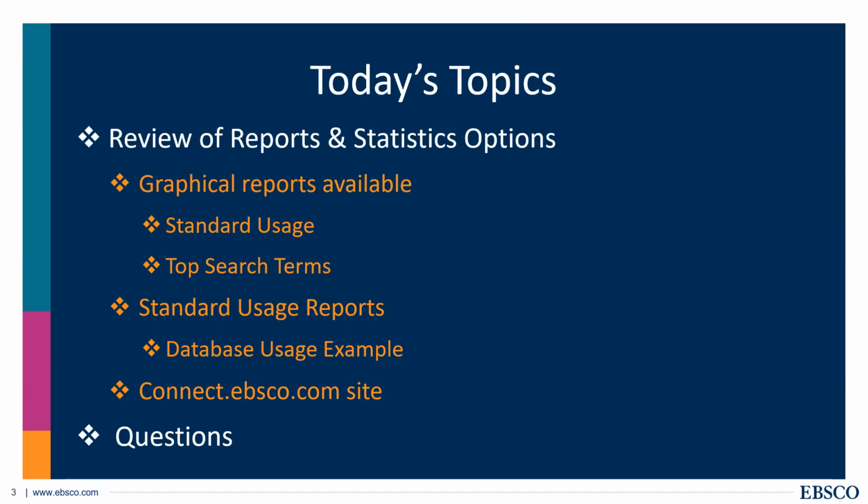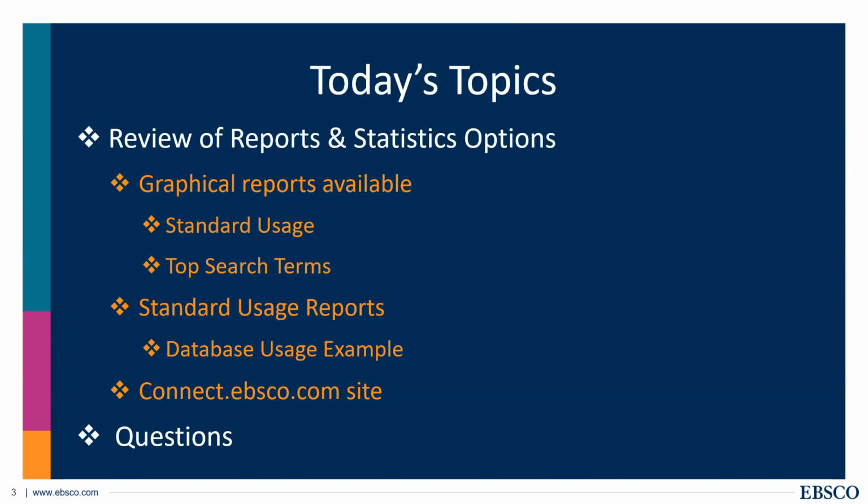So we'll definitely look at the graphical reports first. I call those the fun reports because they are image based, they're graphical, they're super easy. You just click in and it's there. There are two types of those. One goes over just standard usage, usually of your databases and resources. And then the other one is top search terms. I really like to show the top search terms because it shows what users are putting in the search box.